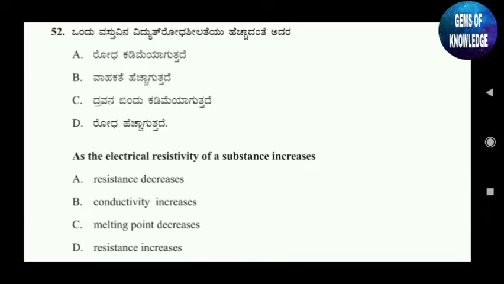Or else we can say the conductivity of the material will decrease. If there is more resistivity in any material, we cannot pass the current through it, so the conductivity of that material will decrease. It will not increase. And the resistance increases. So this will be the correct answer, so option D is the correct answer.